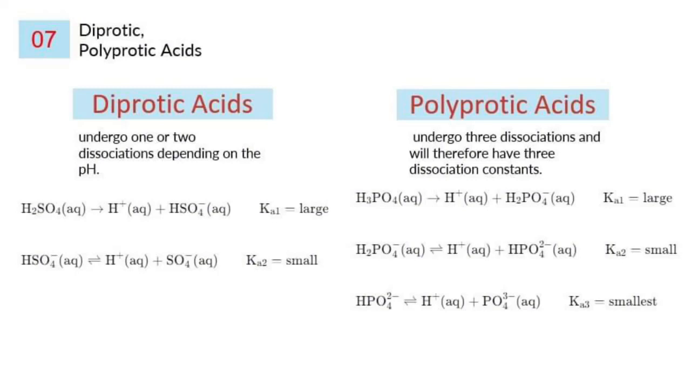Similar to the diprotic acid, in polyprotic acids, the first proton to dissociate is typically the most strongly acidic, followed by the second, then the third.